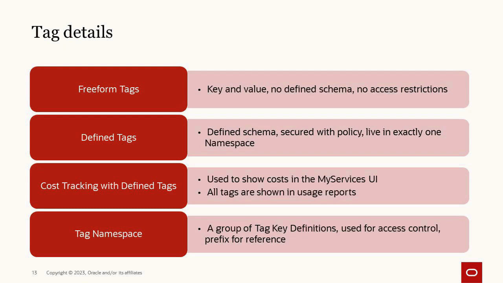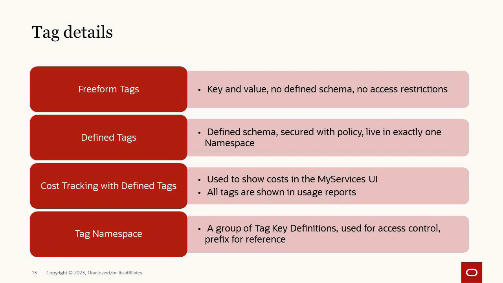Our other type of tag is called defined tags, and it's a little bit different. These do have defined schema, they are secured with policy, and they also live in namespaces. Namespaces, or we call them tag namespaces, are basically used to group defined tags. They contain defined tags, and they're really used for access control.